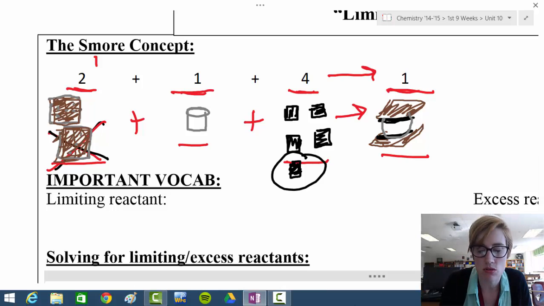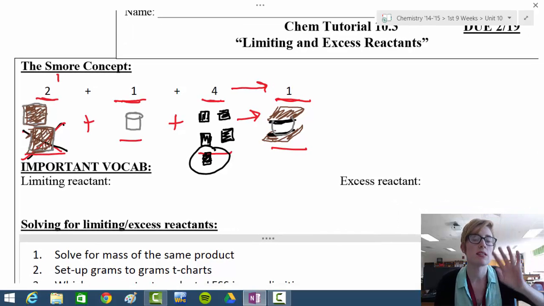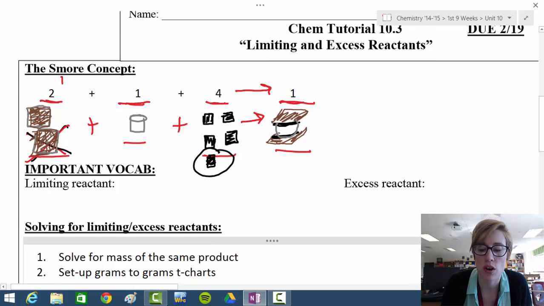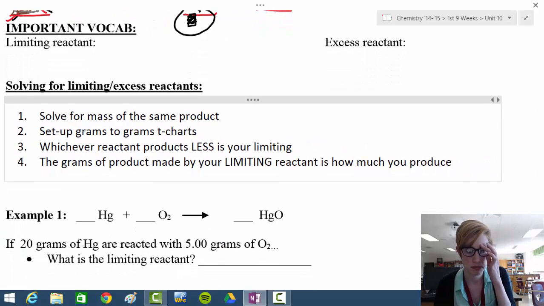So let's define these 2 terms here. You have limiting and you have excess. Your limiting reactant is the reactant that's completely used up. It's basically the reactant that you don't have enough of. I can't keep doing this reaction unless I get more of it. So it's the reactant that's totally used up, the one that we've basically run out of. The excess reactant is the reactant that is not fully used up. Basically, it's the extra reactant. So it's the thing we have extra of. So go ahead and write those definitions down for limiting and excess.